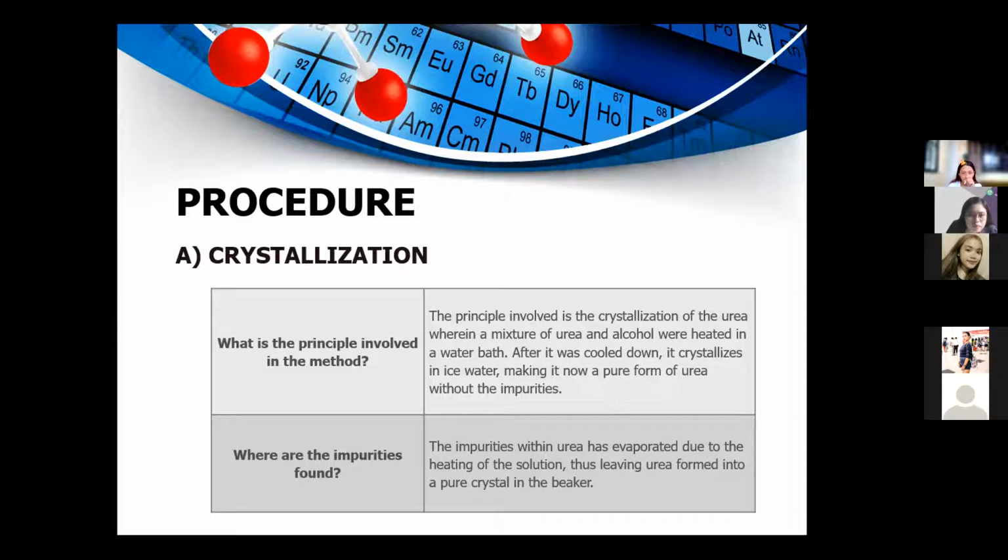What is the principle involved in the method? The principle involved is the crystallization of the urea, wherein a mixture of urea and alcohol were heated in a water bath. After it was cooled down, it crystallizes in ice water, making it now a pure form of urea without the impurities. Where are the impurities found? The impurities within urea have evaporated due to the heating of the solution, thus leaving urea formed into a pure crystal in the beaker.